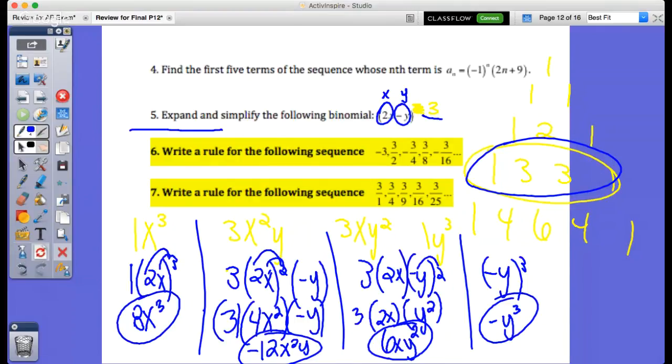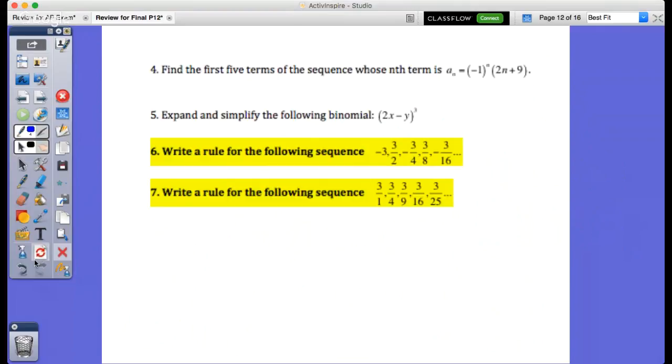Okay, let's continue, because these next two are probably ones that you love me for. Anytime it says find the nth term of the sequence or write a rule or something along those lines, I would first start by saying, is it adding by a common difference, or am I multiplying by a common ratio? First thing, absolutely first thing.